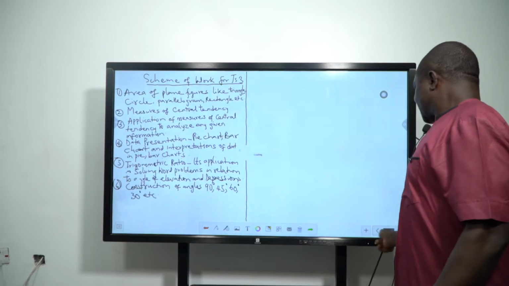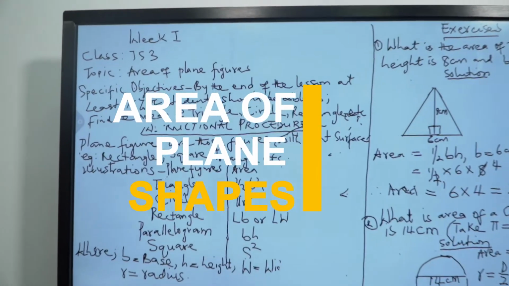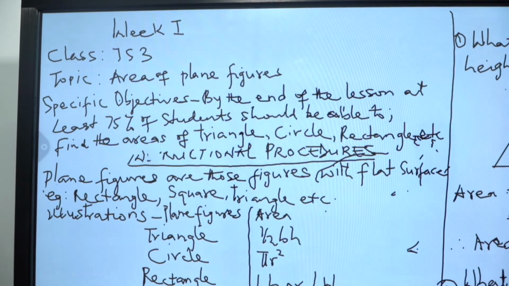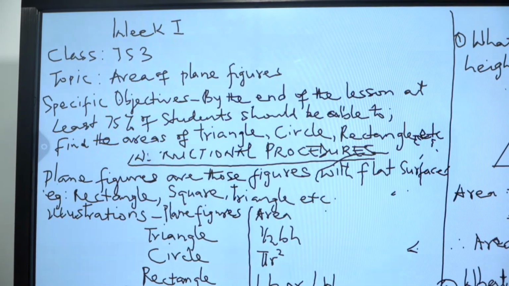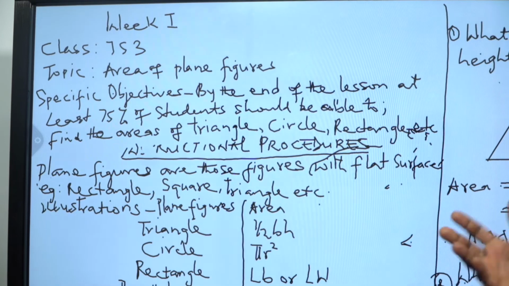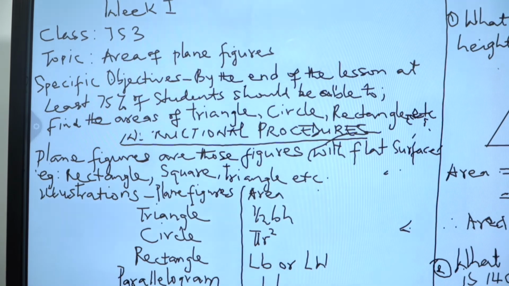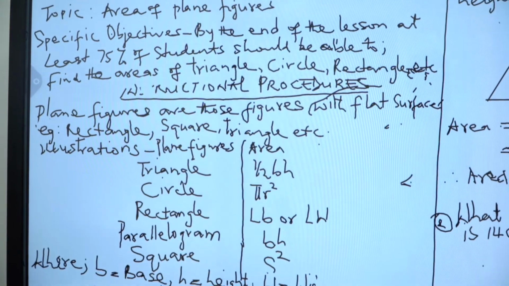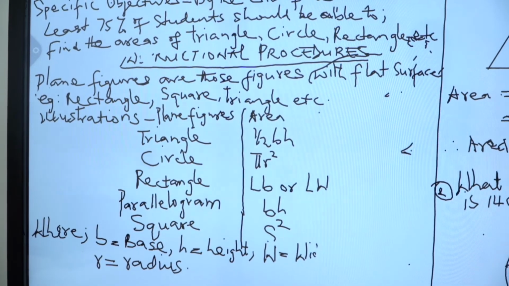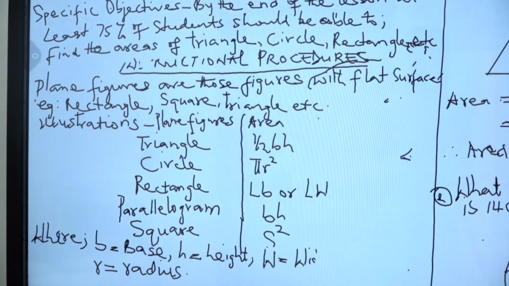So, having said that, we will now pick the first week, which is the area of a plane shape, and discuss on it. Our objective is that at the end of the lesson, at least 75% of the students should be able to find the area of a triangle, circle, rectangle, parallelogram, etc. The instructional procedure: we say that plane shapes or plane figures are those figures with a flat surface. What do we mean by a shape being a flat surface? What it means is that at a glance one can see all the size of the shape.